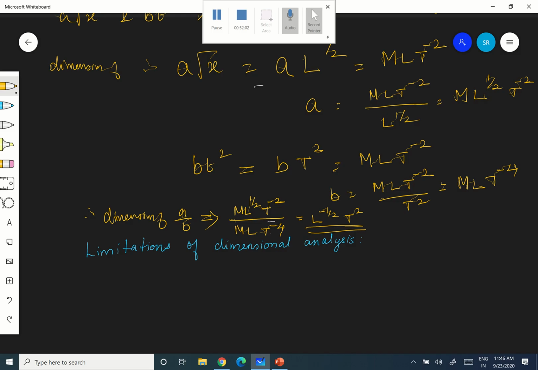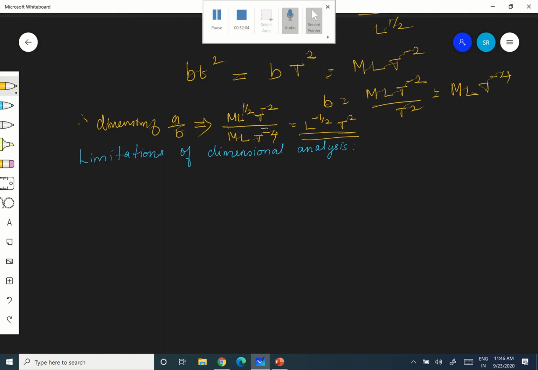Okay, right. Next one. Limitations of dimensional analysis. We are using the dimensions for different applications we have seen, but there are some limitations here. What are they? See, there is no limit if you are converting one system to another system. It is excellent. Dimension works out very nicely. There is no problem at all.